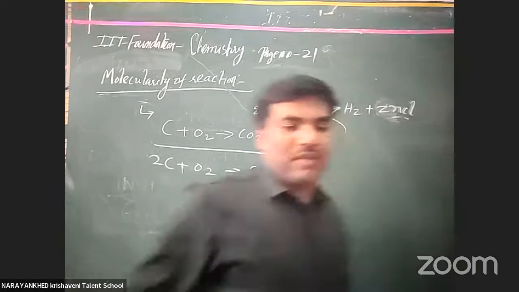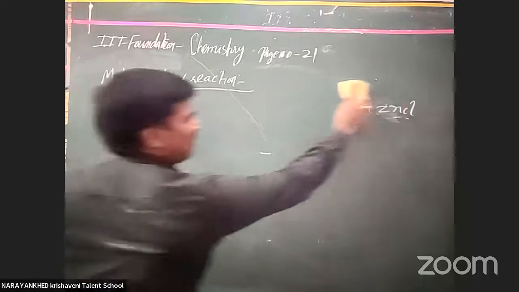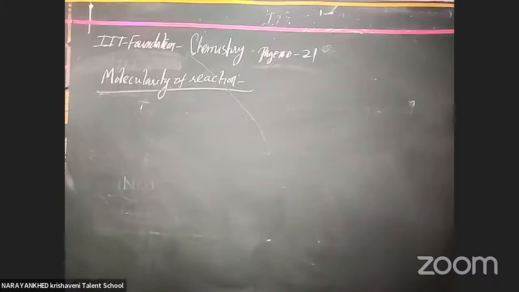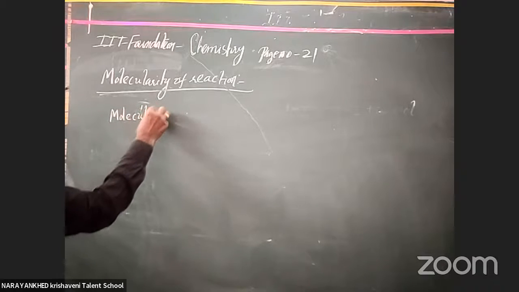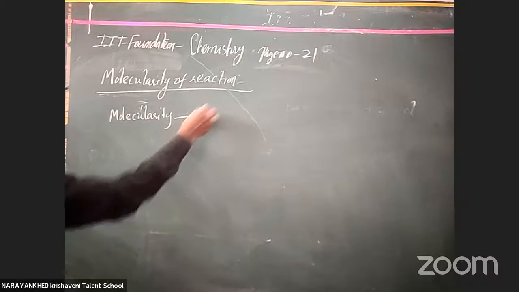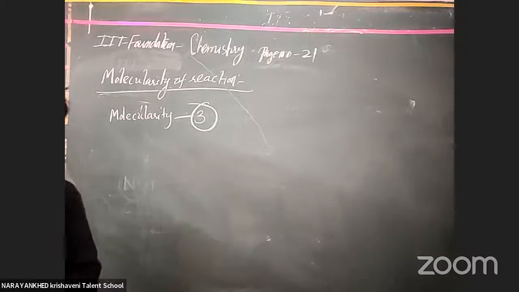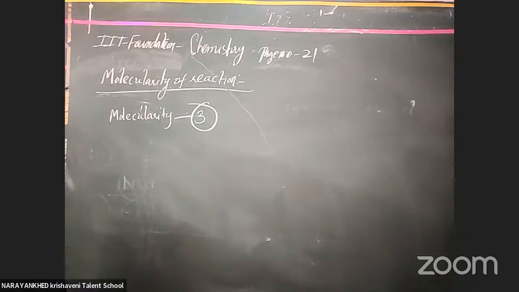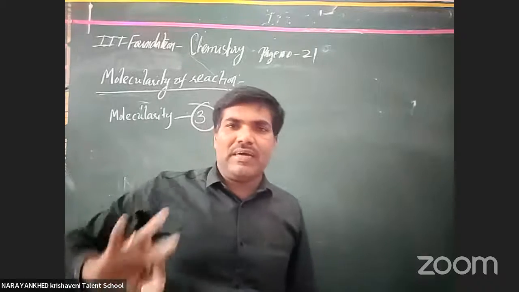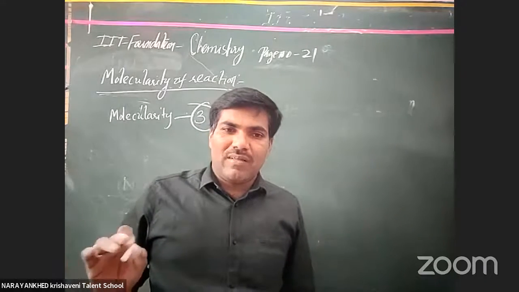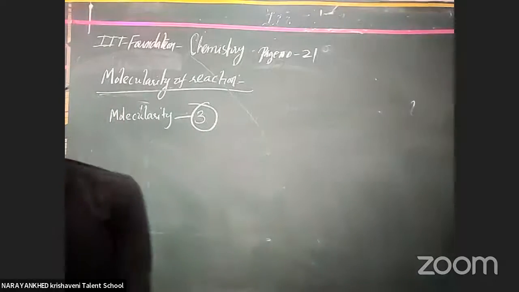Generally, for a chemical reaction, how much is the molecularity? 3 only. Got it or not? The molecularity is 3 only, it does not exceed 3. Now, sir, how? Every time only 3 molecules are there? No, it is not like that.